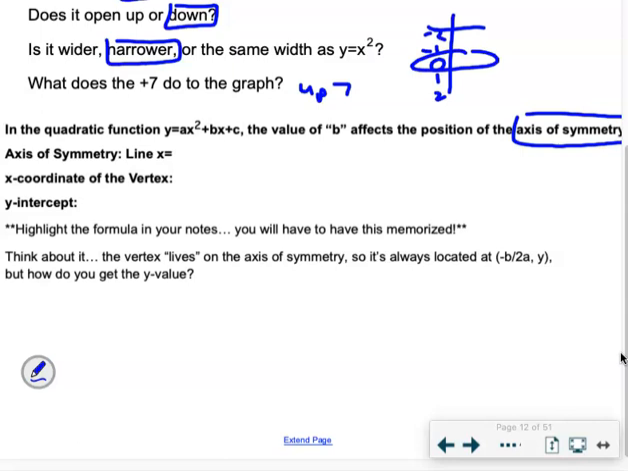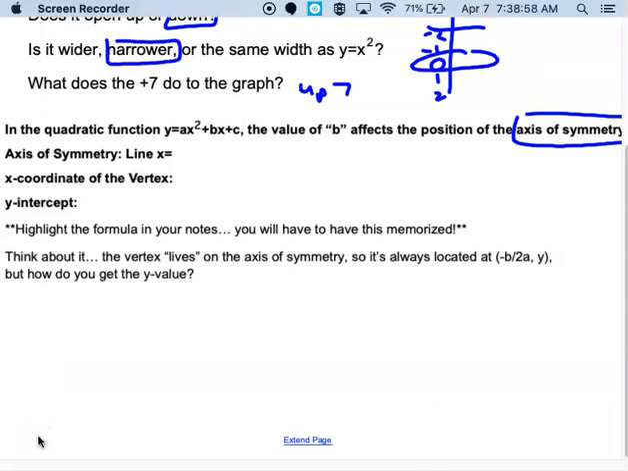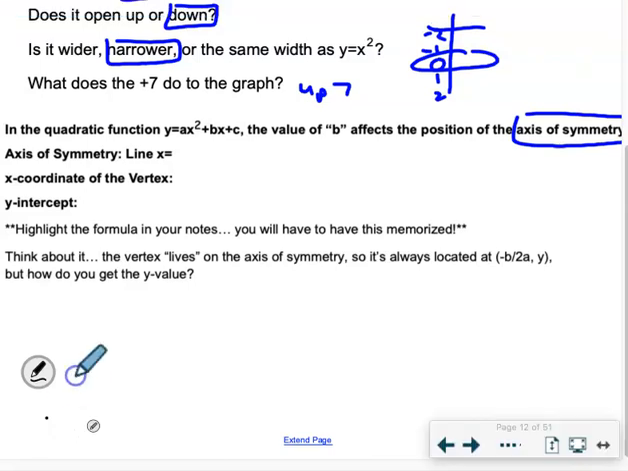Now our vertex is not going to be at 0 anymore. X equals 0, not necessarily, at least. When there's a b term, we have to use an equation. I'm going to write it down. I want you to write it down, and I want you to highlight it or put a box around it in your notes, whatever is easier for you to do.